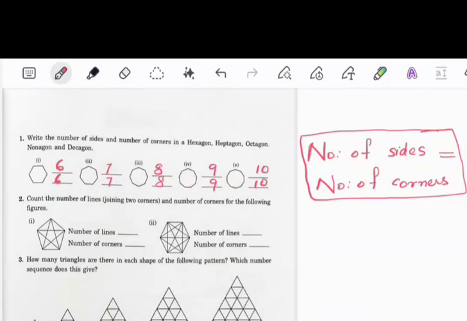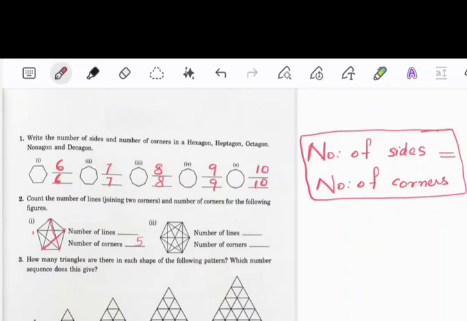Next question, count the number of lines that join 2 corners, and the number of corners, for the following figures. So, we can find the number of lines and the number of corners. First, it is very easy to find the number of corners. 1, 2, 3, 4, 5. So, number of corners, 5. Then we can find out the lines.